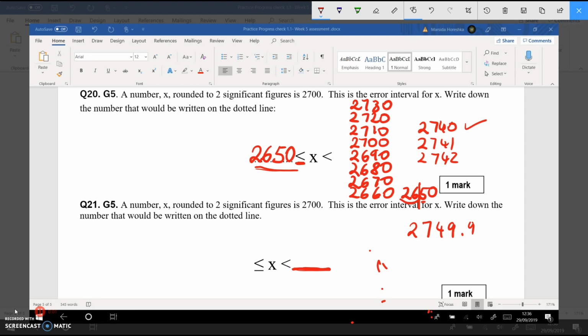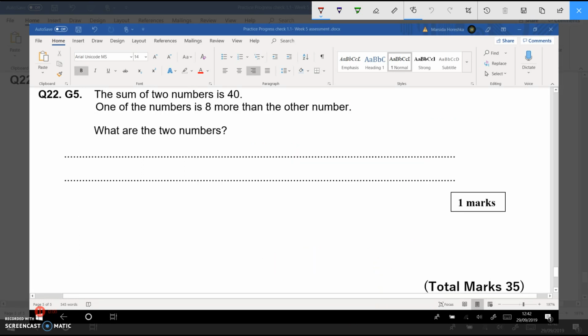So really we can include any possible value which is lower than 2,750. So anything under that value would be considered as correct. So that's why we go to this and we don't have an equal sign here. It's just smaller than. So x must be greater than or equal to 2,650 and smaller than 2,750.